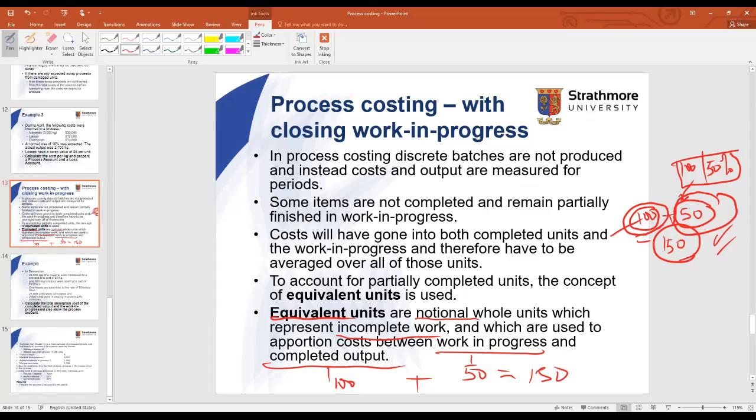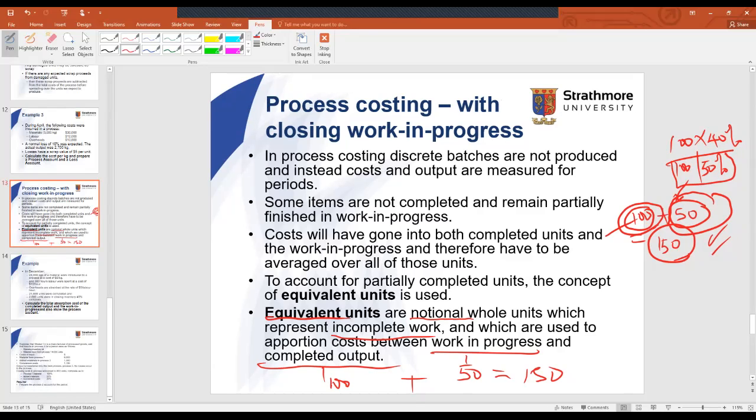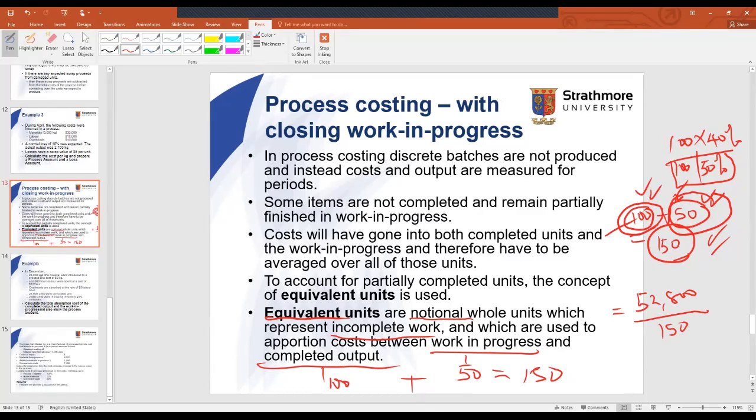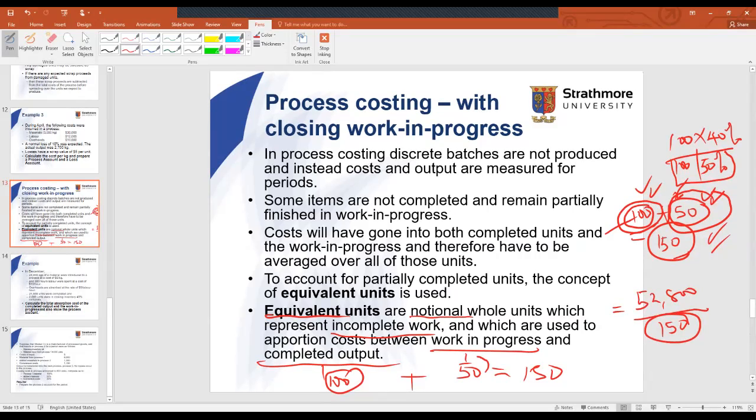If they are 40%, then the equivalent units will be the number of units, 100, times the extent of completion 40%. Therefore, in that case, 40 items. Together, the cost per item will be the complete units 100 plus the 50 equivalent units. If the cost for the process is, let's say, 52,800, the cost per item will be the total cost divided by 150 units, and don't forget this 150 is 100 complete units plus the 50 equivalent units.